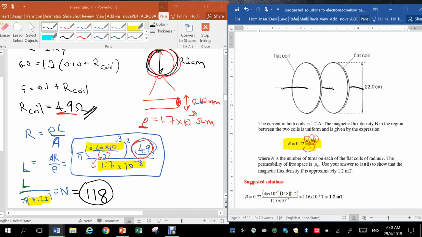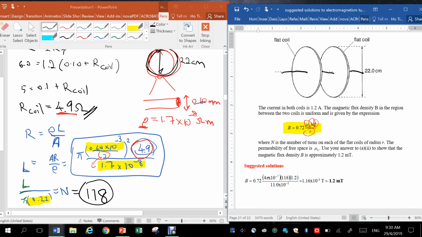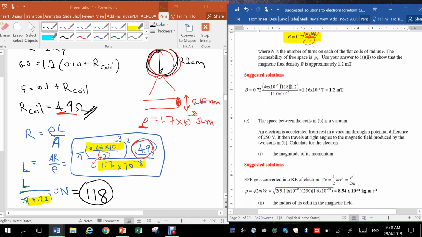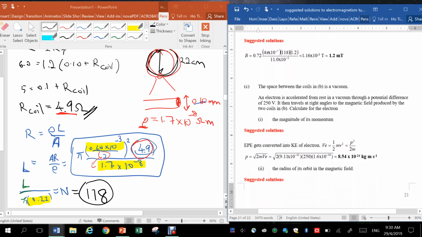I guess this is still a pretty early question. They don't want to make it too difficult. The space between the two coils is a vacuum. An electron is accelerated from rest in the vacuum through a potential difference of 250 volts.